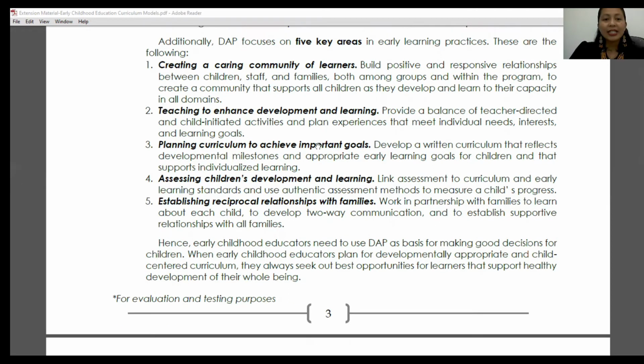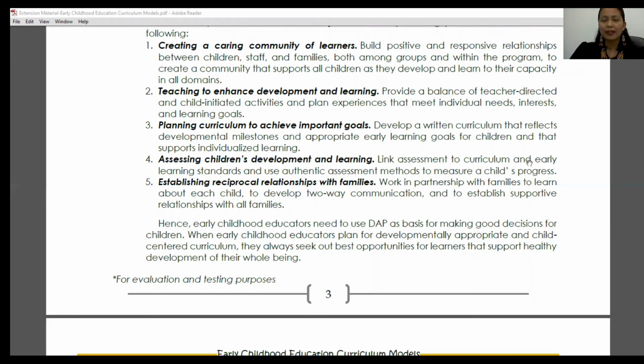Second is teaching to enhance development and learning. So what does this mean? Rather, as teachers, you have to provide a balance of teacher-directed and child-initiated activities and plan experiences that meet individual needs, interests, and learning goals. So we need to avoid only focusing on teacher-directed activities. We also need to plan for learning experiences which are initiated by children themselves. But of course, you also have to make sure that these activities are safe for them to engage in.